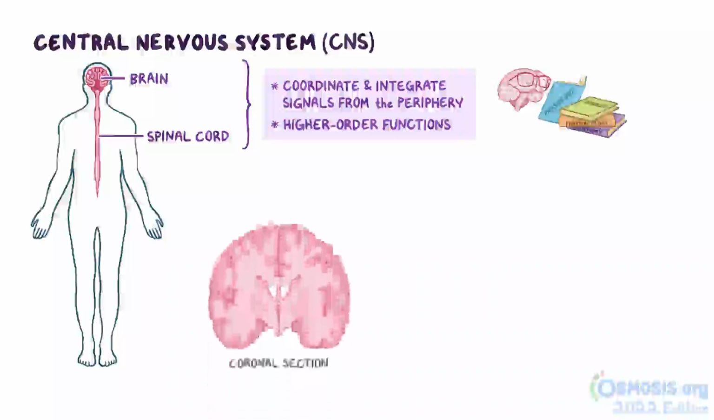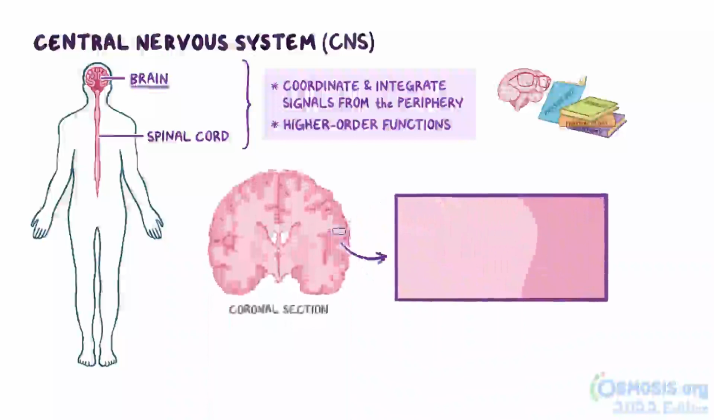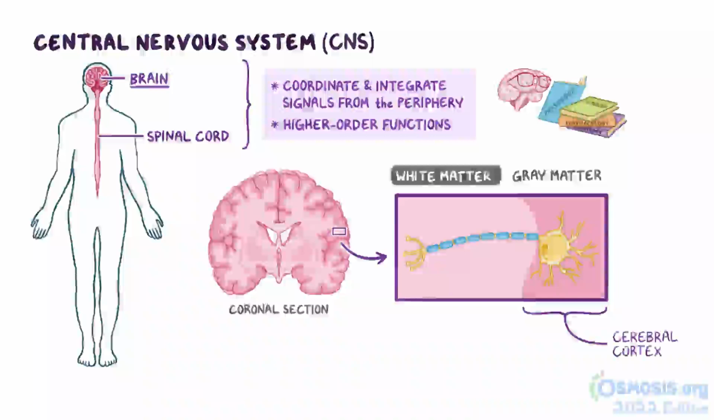Let's look at a coronal section of the brain. Note that the brain tissue has two different colored areas. Gray matter forms the outer portion of the brain and is the place where neuron cell bodies are found. This outer portion of the brain is often referred to as the cerebral cortex. The white matter, on the other hand, forms the inner portion of the brain and mainly consists of axons transmitting signals from one area to another. Remember that axons are typically covered with a myelin sheath that is made up of lipids.